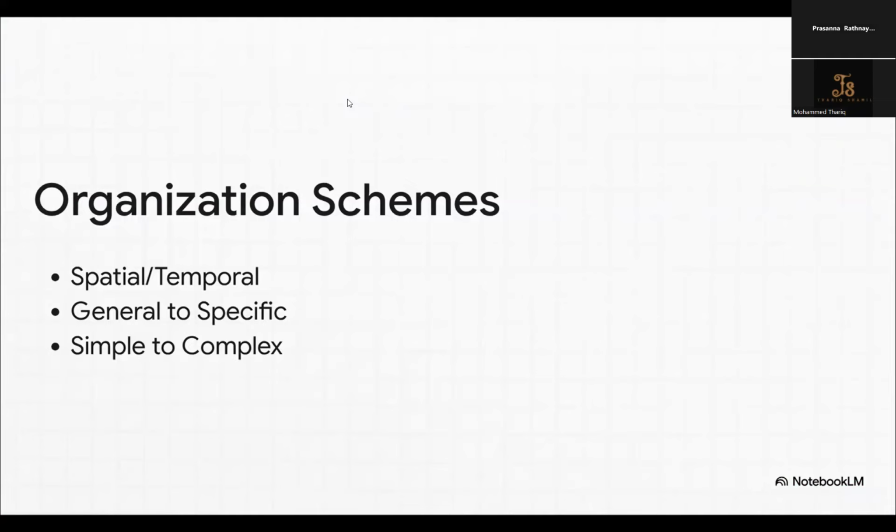If you use a scheme like spatial or temporal, let's say describing an experiment from beginning to end, you save the reader massive amounts of mental energy. They don't have to scramble to figure out how to organize the data in their heads because, well, you've already done the framing for them. Whether you're moving from general to specific in an introduction or simple to complex when explaining a new model, using a recognizable scheme makes the science immediately accessible.